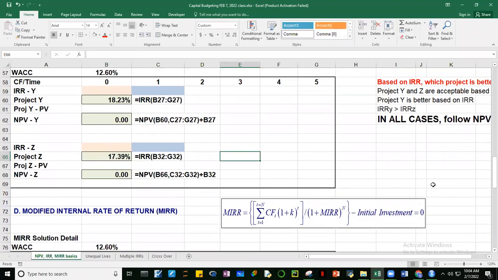Okay, so let me pause for a while and give you time to compute for the IRR and the NPV. If the WACC was equal to the IRR. And I got Z error for project Z.